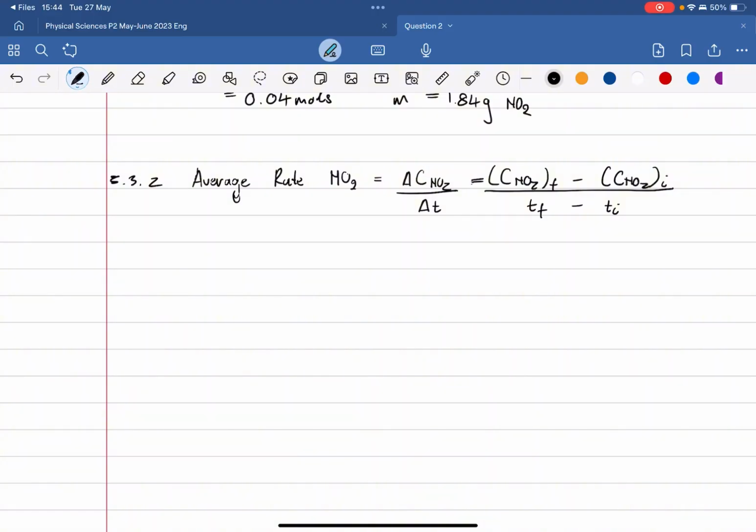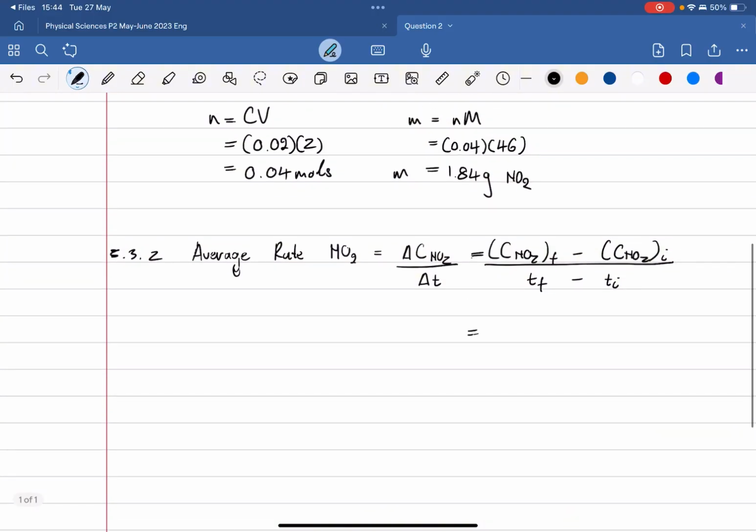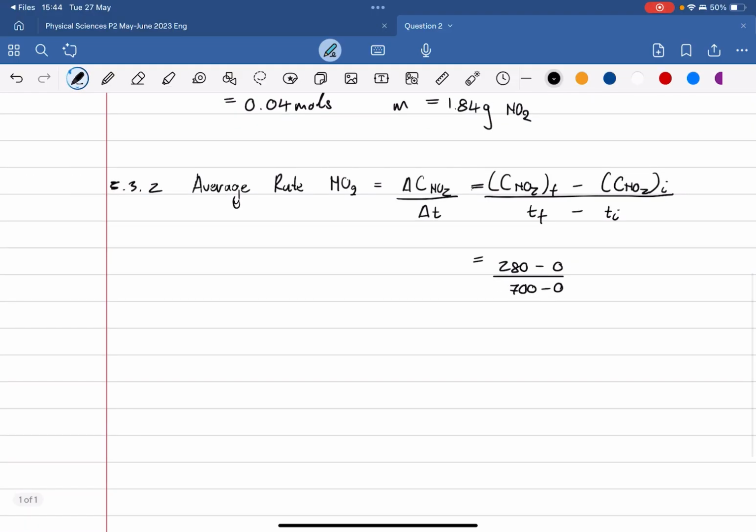The concentration of NO2, that's how much NO2 was formed at 700 seconds, and we found that to be 280. Initially it is 0, because at time 0 we had no product, so no concentration whatsoever of NO2. So this is 280 minus 0. The time final is 700 seconds minus 0, because at time 0 is 0. All right, so we put all of that in our calculator.